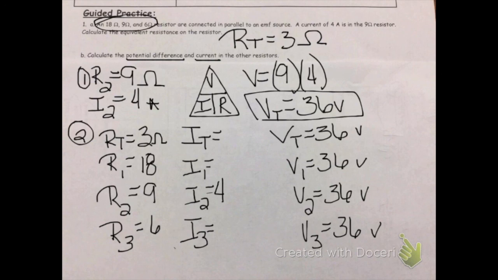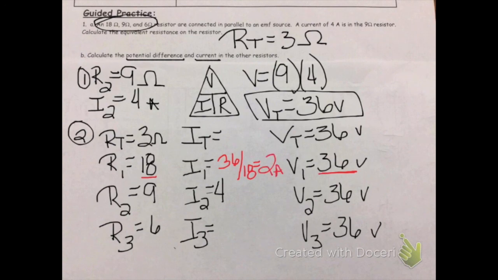So now let's figure out what we need to do next. The next thing that's probably going to be the easiest to figure out is your I's. If we start with R1, we know that R is equal to 18. We know that our V is equal to 36. If you use your triangle to find I, it's V divided by R. So 36 divided by 18 is going to equal 2. So I1 is 2 amps.